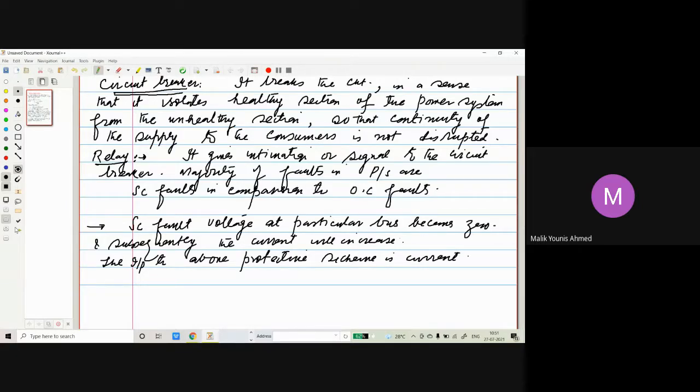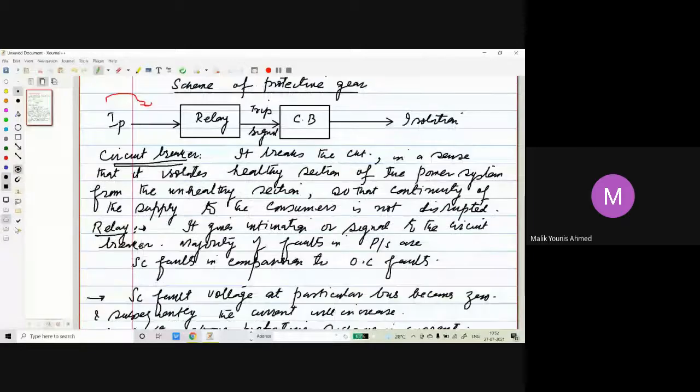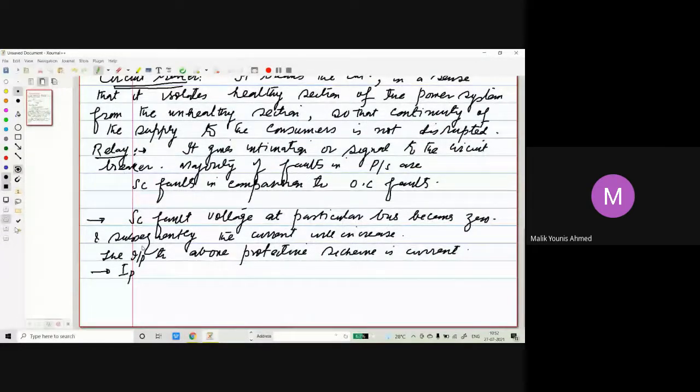Now, we were talking about the ratings. You should remember that IP. It's very clear that in case of short circuit fault, voltage at a particular bus is going to become zero. So that is going to increase the current. Whatever is input going to the scheme will be only current, so there will be no voltage at all. IP is the pickup current, which would be picked up by the protective scheme, or more precisely, the relay.